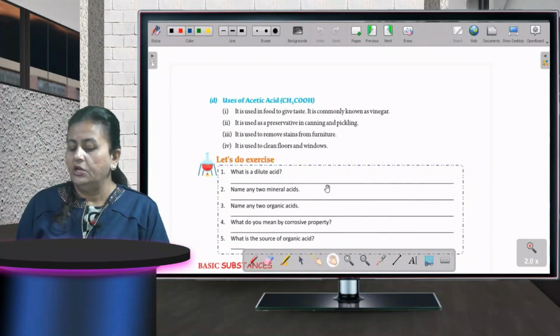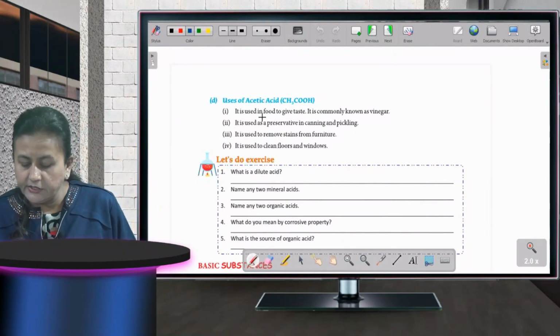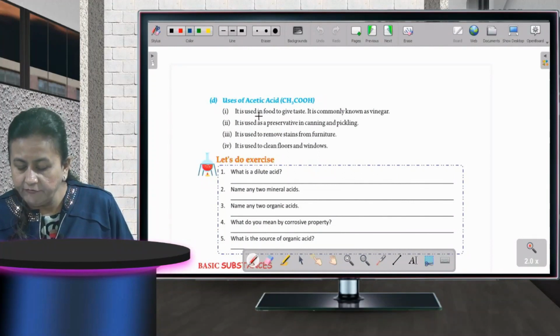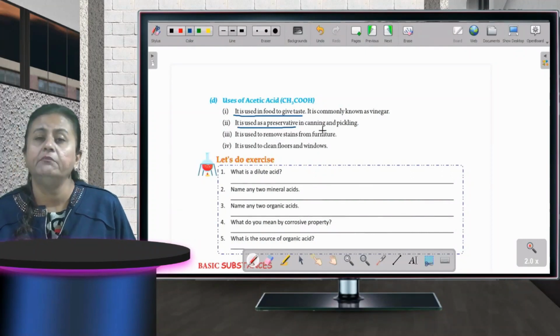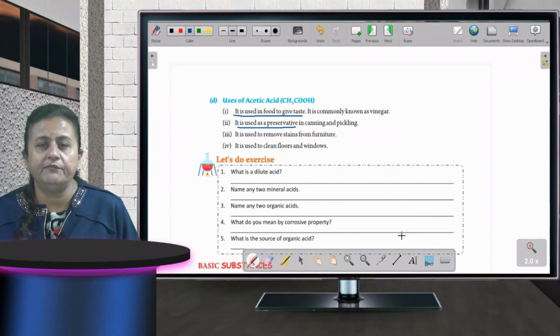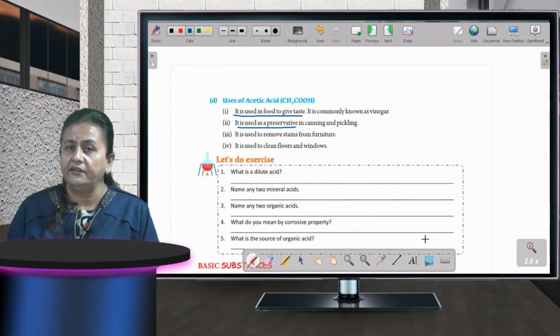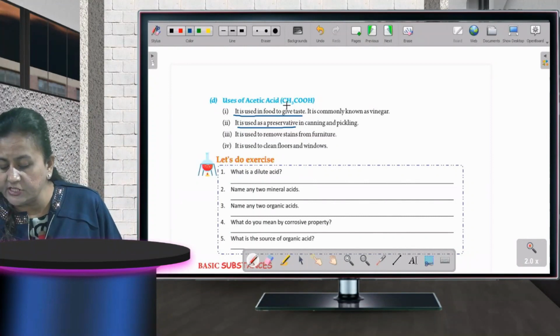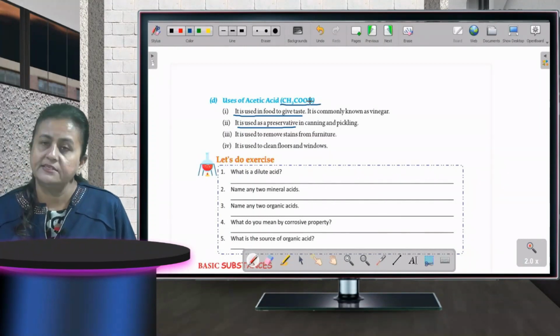That is uses of acetic acid. It is used to add taste in your food. It is used as a preservative when you're putting some sort of pickle. Your mama puts pickle na, aam ka achar, nimbu ka achar, mirch ka achar. Whenever she is making it, she is adding this acetic acid, and the chemical formula for that is CH3COOH.